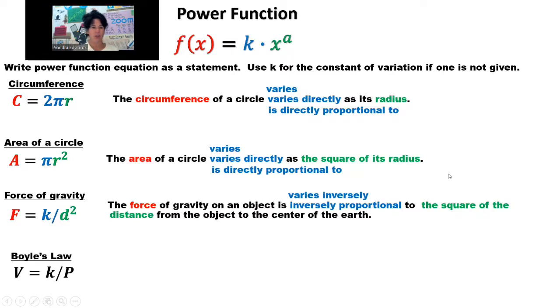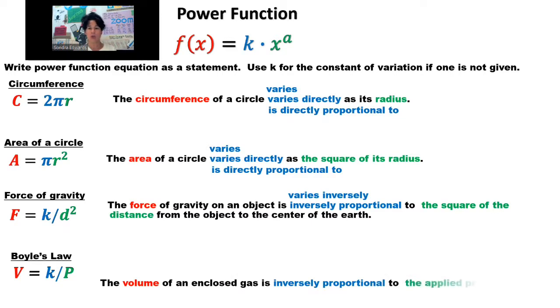Here's another one like that with Boyle's law. Just identifying those pieces. Okay, so instead of saying k divided by, I'm going to either say varies inversely or inversely proportional. So here's a sentence. The volume of an enclosed gas is inversely proportional to the applied pressure. So notice inversely proportional rather than k divided by. Another person could have said the volume of the enclosed gas varies inversely to the applied pressure. That would have worked as well.